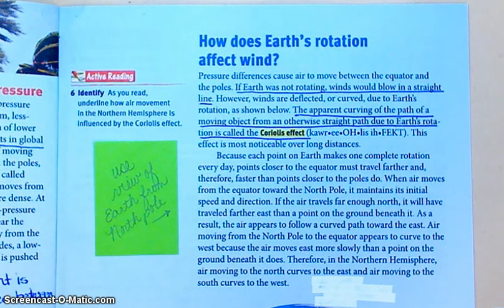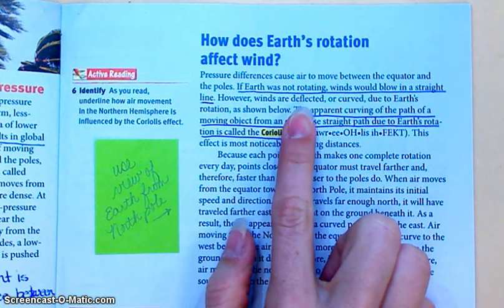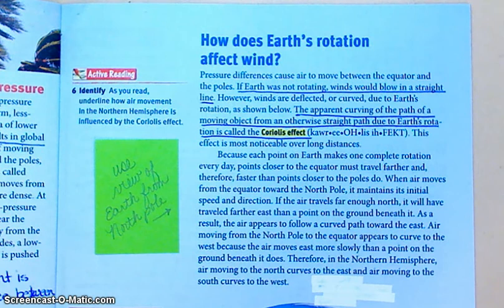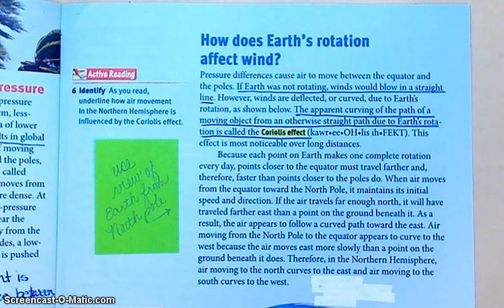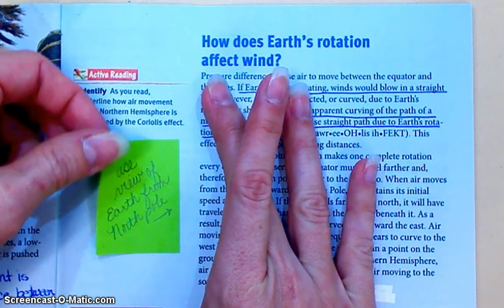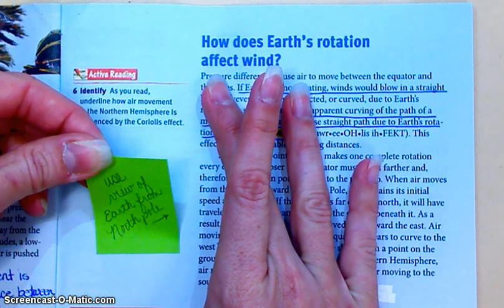How does the Earth's rotation affect wind? First of all, if the Earth wasn't rotating, winds would be able to blow in a straight line from one place to another. But because the Earth is rotating, winds are deflected, or they seem to curve. This apparent curving of the path of a moving object, whether it's wind or an airplane or anything, due to the Earth's rotation, is called the Coriolis effect. I have a reminder: it says use view of Earth from the North Pole. We'll do that in just a second.